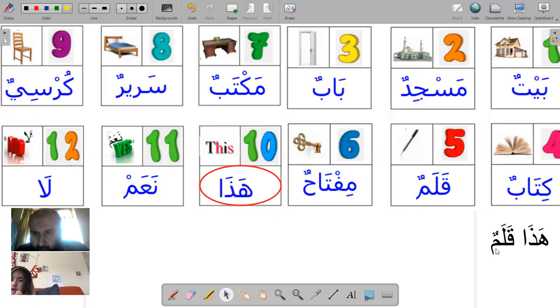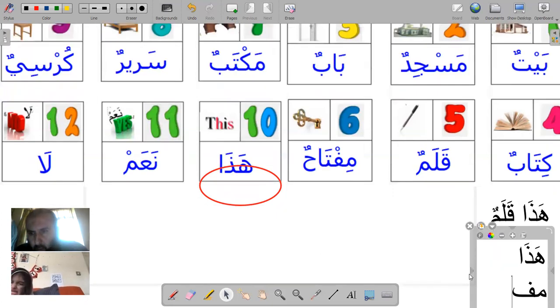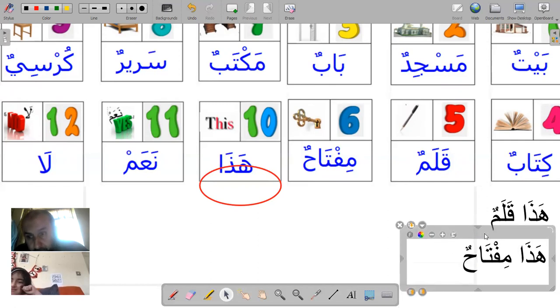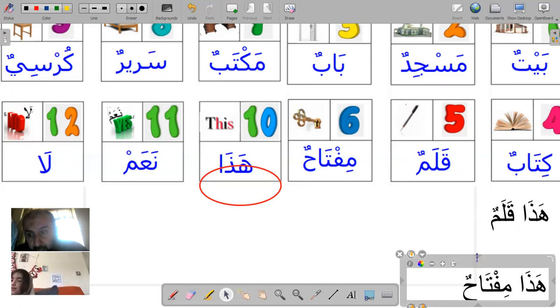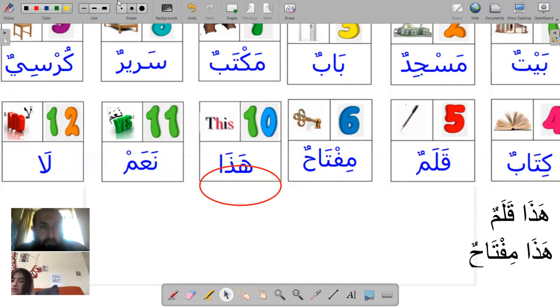Then we have هذا miftahun. This is. Go to vowels, yeah? What is miftahun? This is a key. Exactly, the key. Miftah is the key, yeah? Hada miftahun. This is a key.